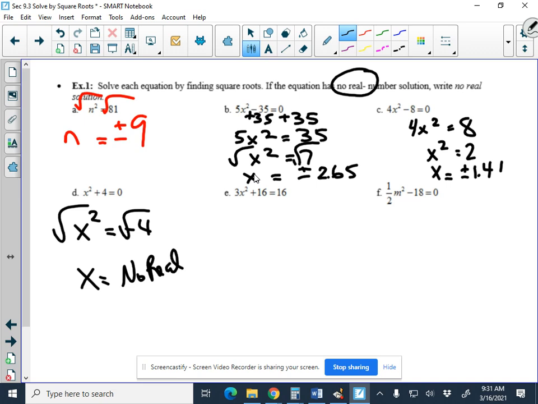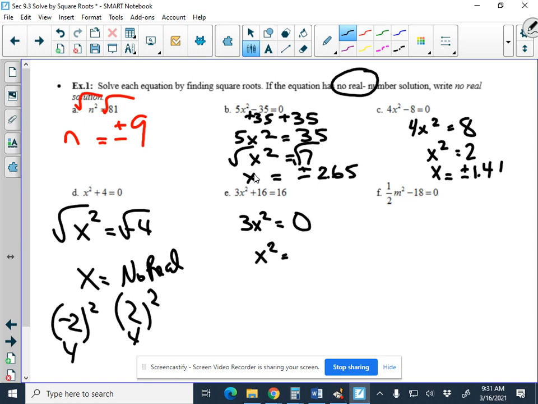Why? Negative 2 seems like it should work, but a negative times a negative is a positive 4. You can't take the same number times itself and get a negative. Positive 2 times positive 2 would get us positive 4. I can't take the same number times itself and get a negative 4. Does that make sense? So there's no real answer that will work for this one. As soon as you put a negative under the square root sign, it's not going to work. Now this one, we subtract 16, we get 0, subtracting 16. We divide by 3, we get 0.